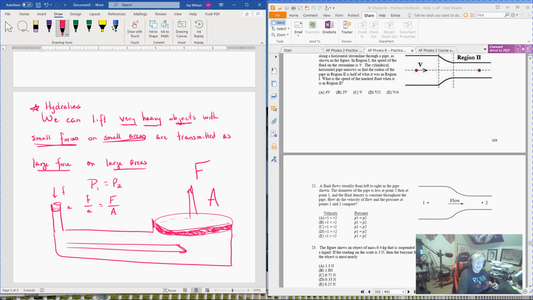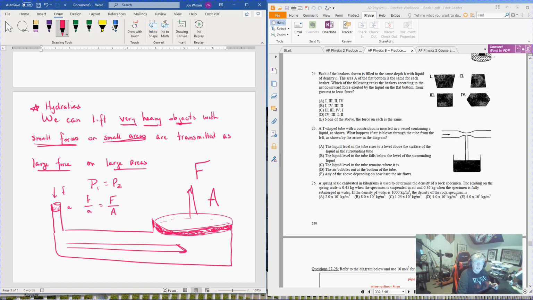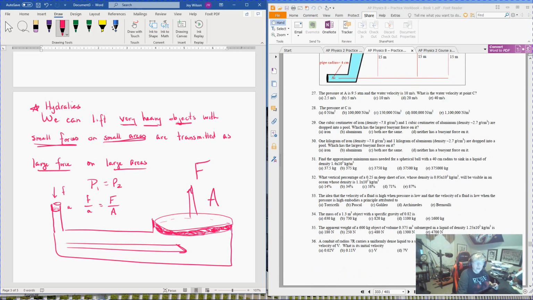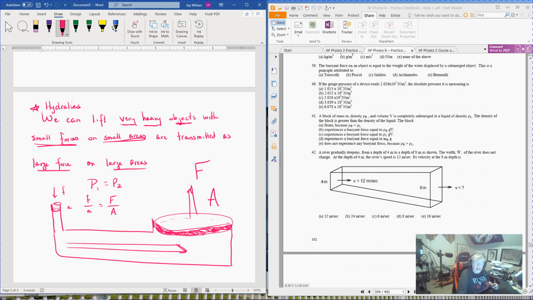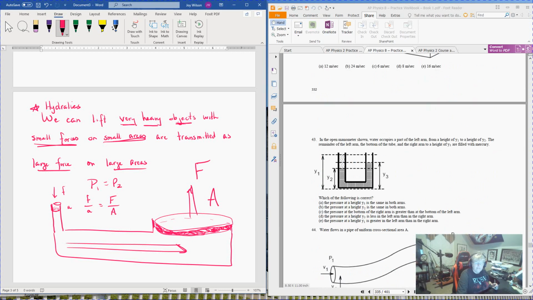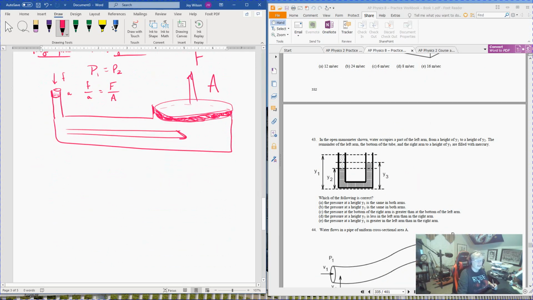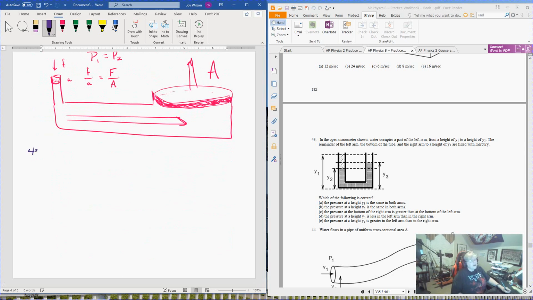So let's look at some hydraulic questions real quick. Here's one, number 43. Number 43 is like a blood pressure cuff. We've got Y1 and Y2, and it doesn't really matter what fluid's in it. At the bottom of both tanks, the bottom pressure all the way across is the same.